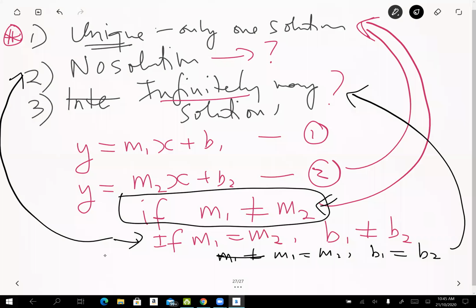Okay, next, we want to look at a method of solving the system. The method that we are going through would be a simple method, that is the method of substitution.